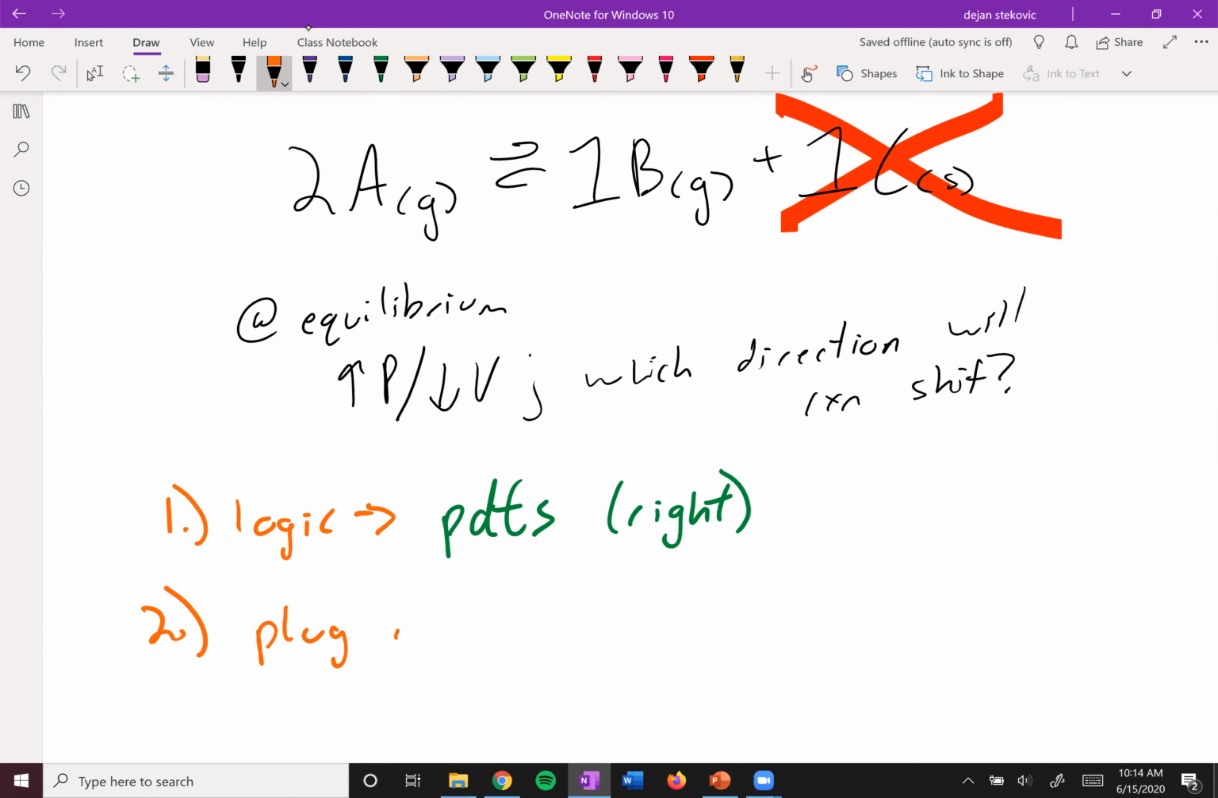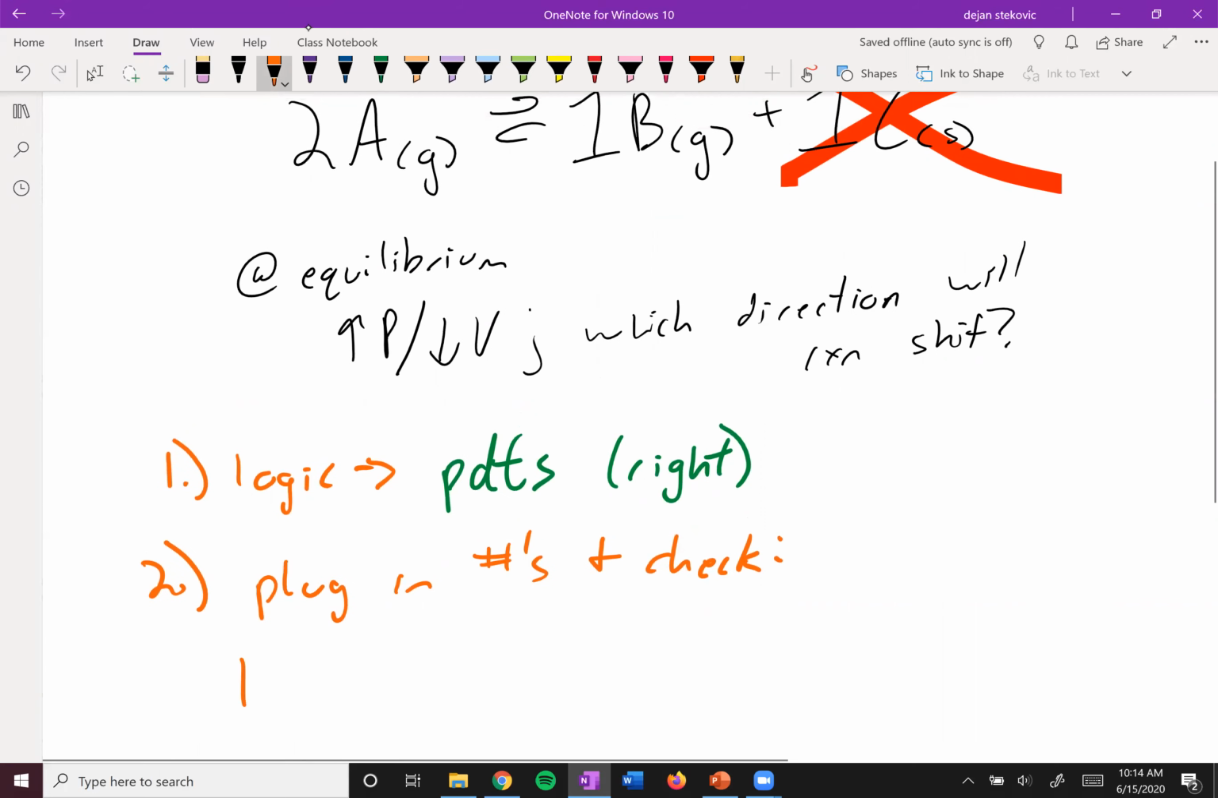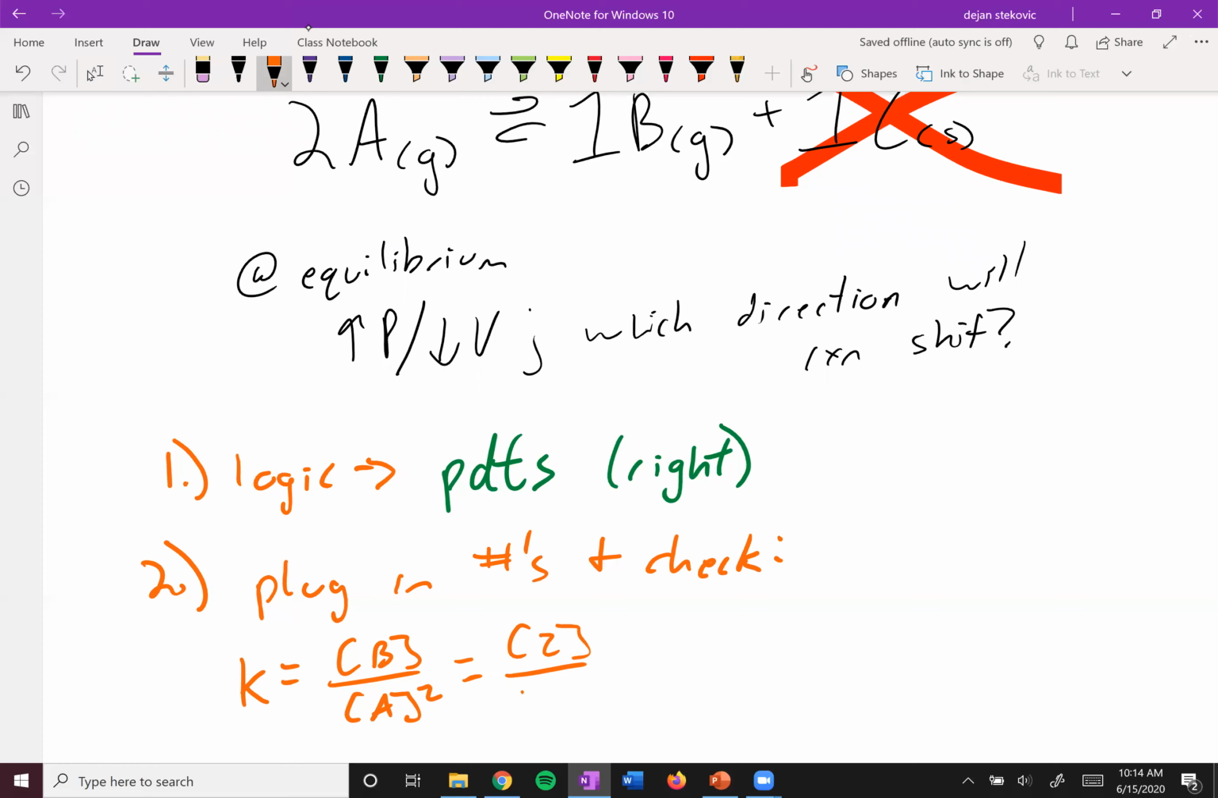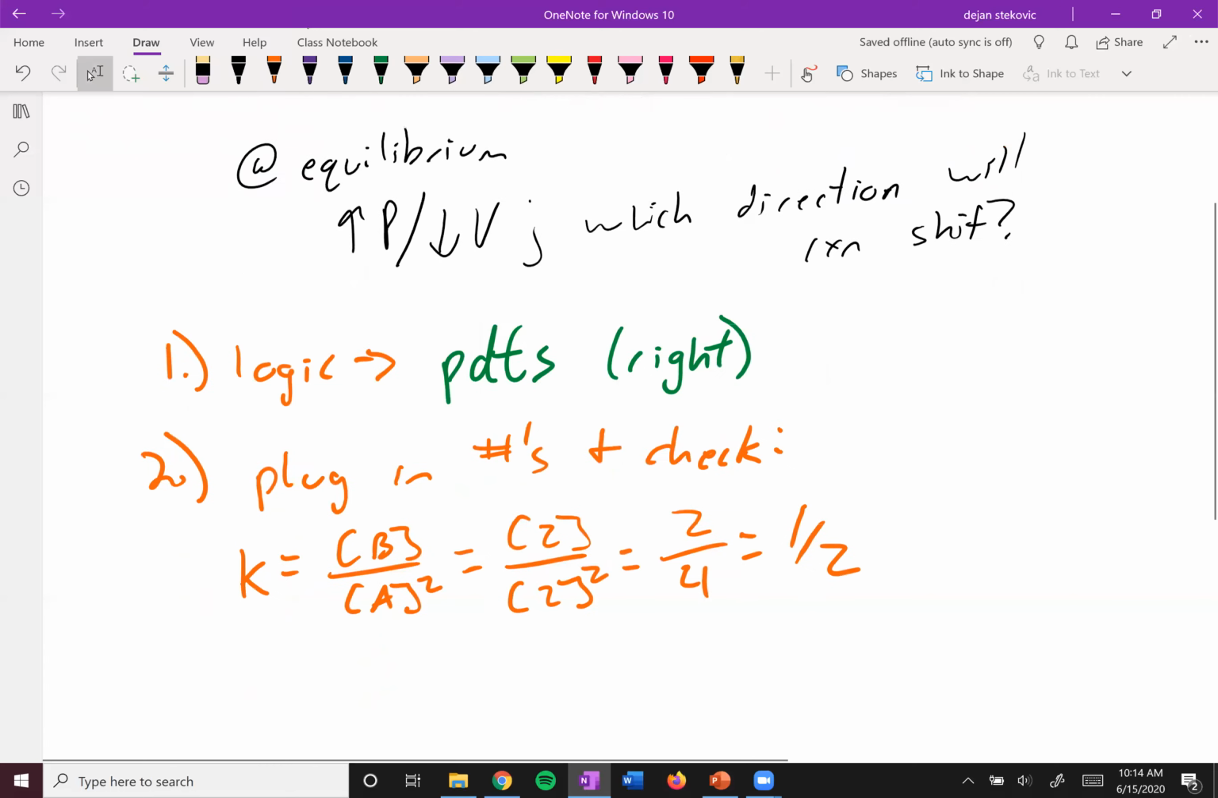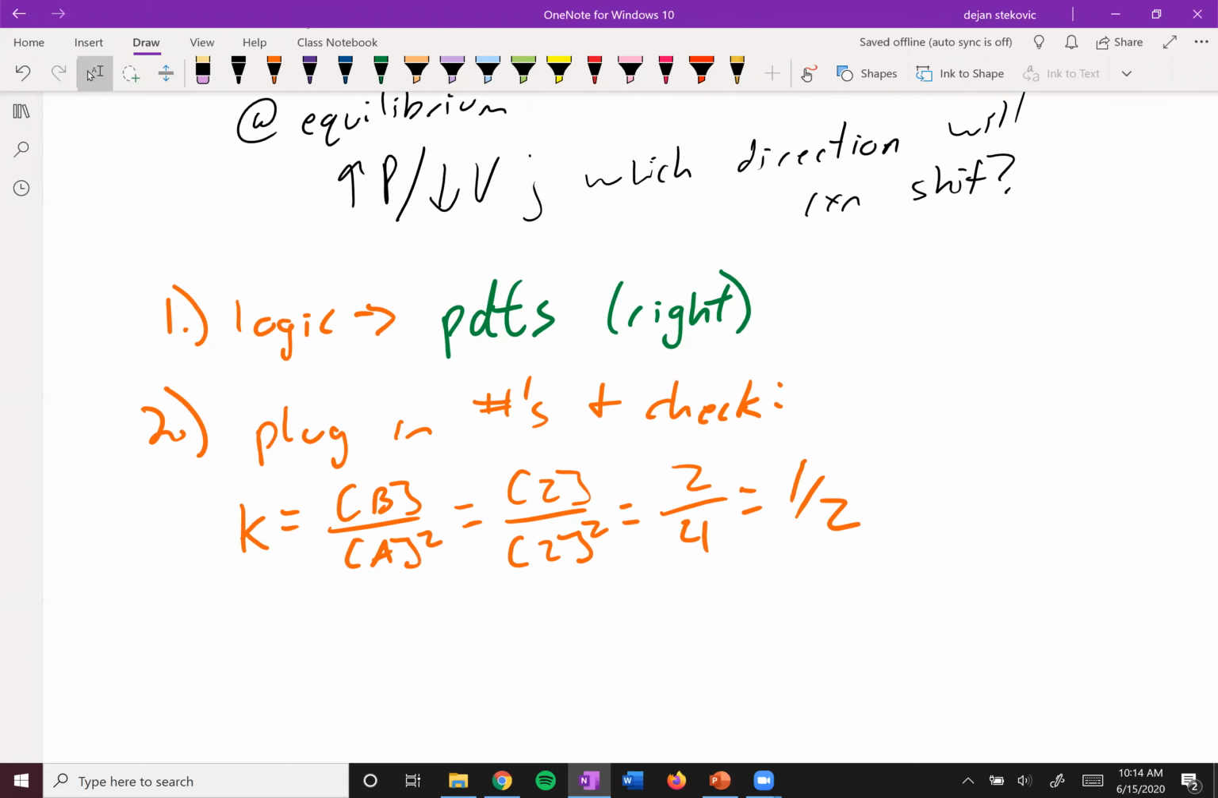And then the second way would be the math way, right? You can plug in numbers and check. So you know your K here is equal to B over A squared. And then you can just plug in some random numbers. I always just plug in 2 because it works out well. And so then you get 2 over 4, which is equal to 1/2, right? And then you can increase the pressure.